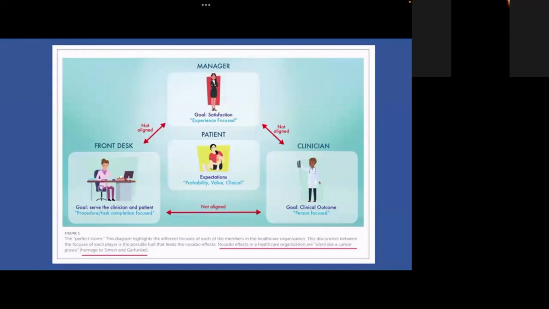So what we propose in our paper is that in an organization, there needs to be better communication, and that roles and goals are defined throughout the organization rather than passed down from management above. And one of the things I wrote that's attached to the bottom is one of my favorite quotes about nocebos, from Simon and Garfunkel: they are silent like a cancer grows. It's too late in an organization when these things have developed.